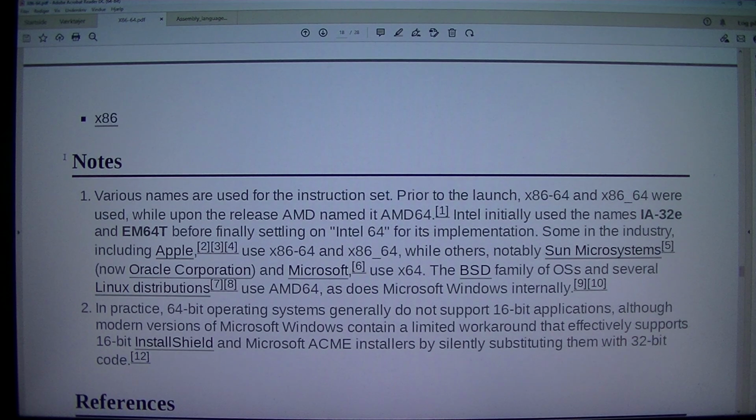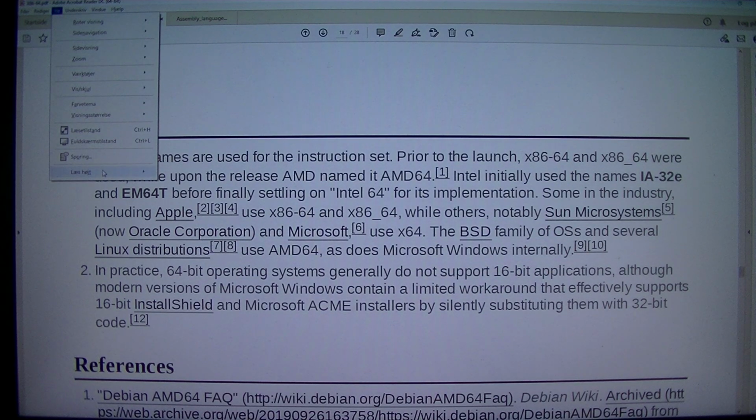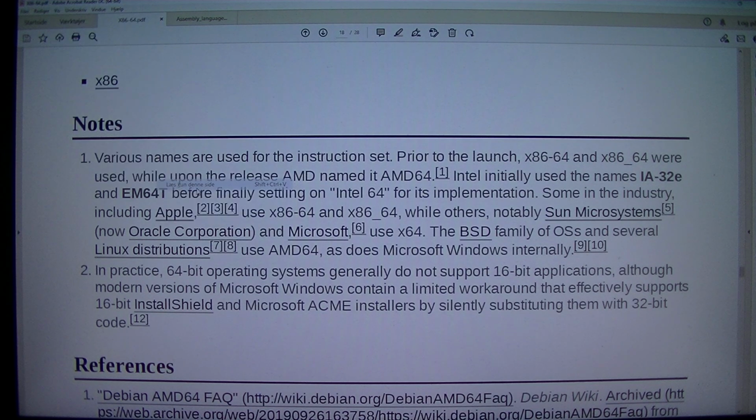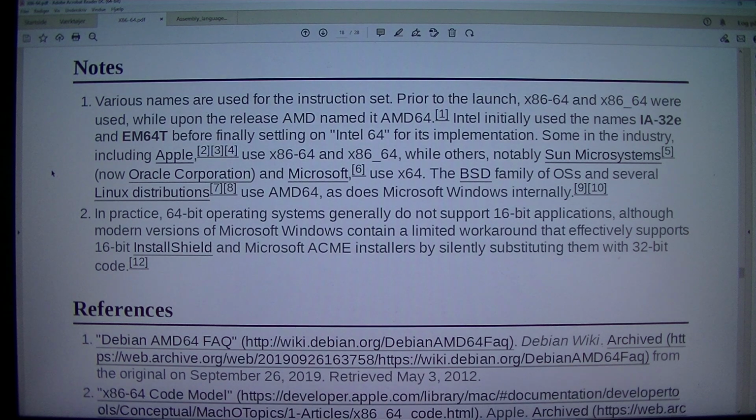IA-32. Yes, almost finished, but let's read this. x86 notes. 1. Various names are used for the instruction set. Prior to the launch, x86-64 and x86_64 were reused, while upon the release AMD named it AMD64. Intel initially used the names IA-32e and EM64T before finally settling on Intel 64 for its implementation.